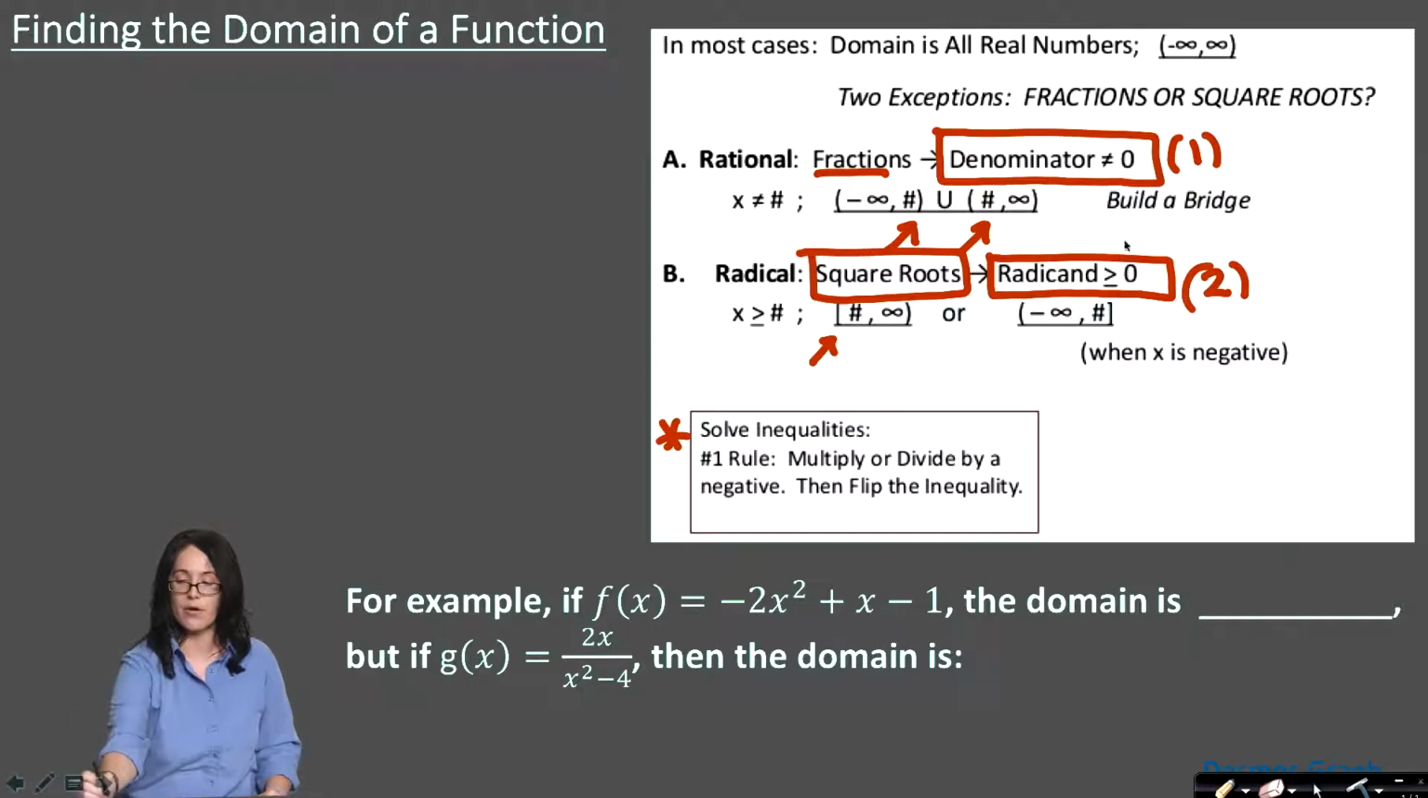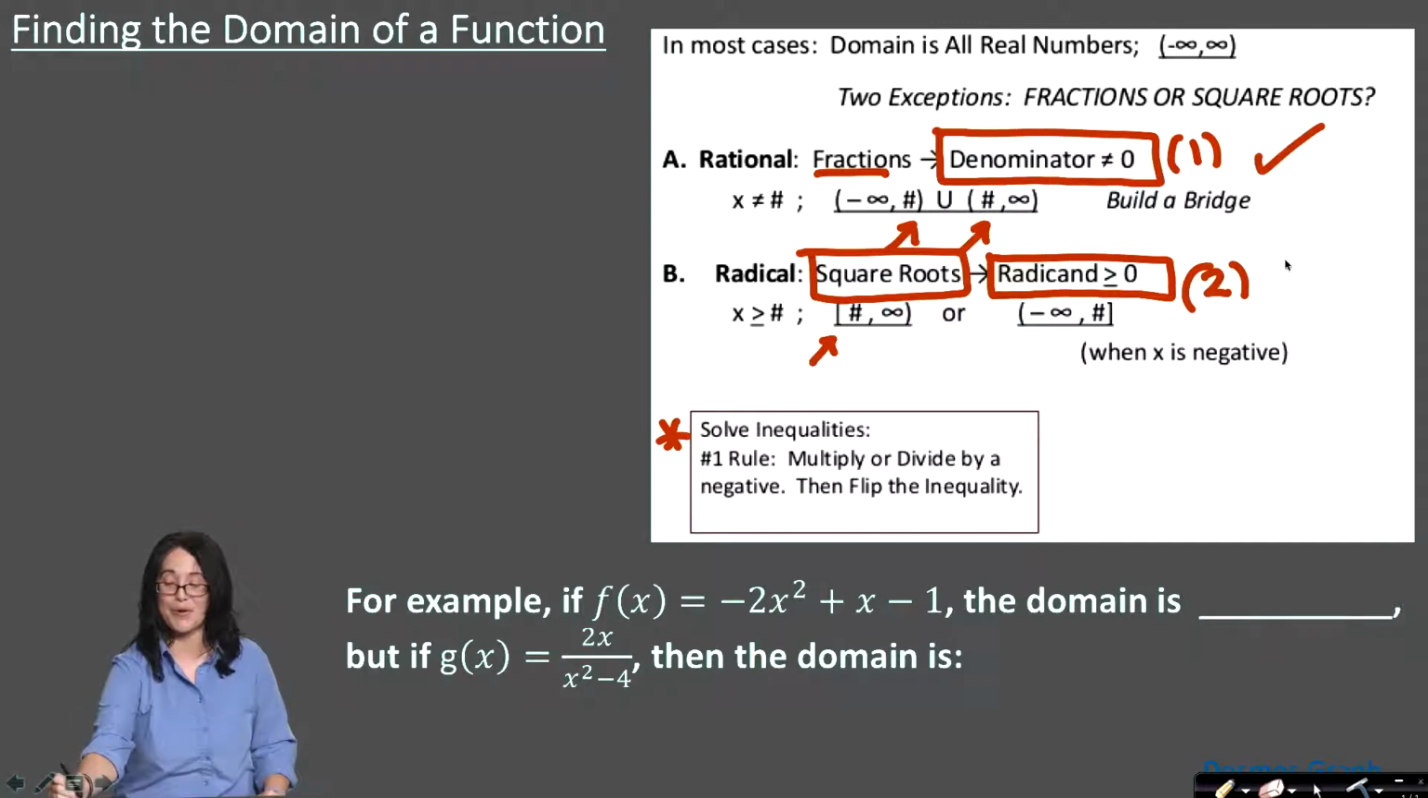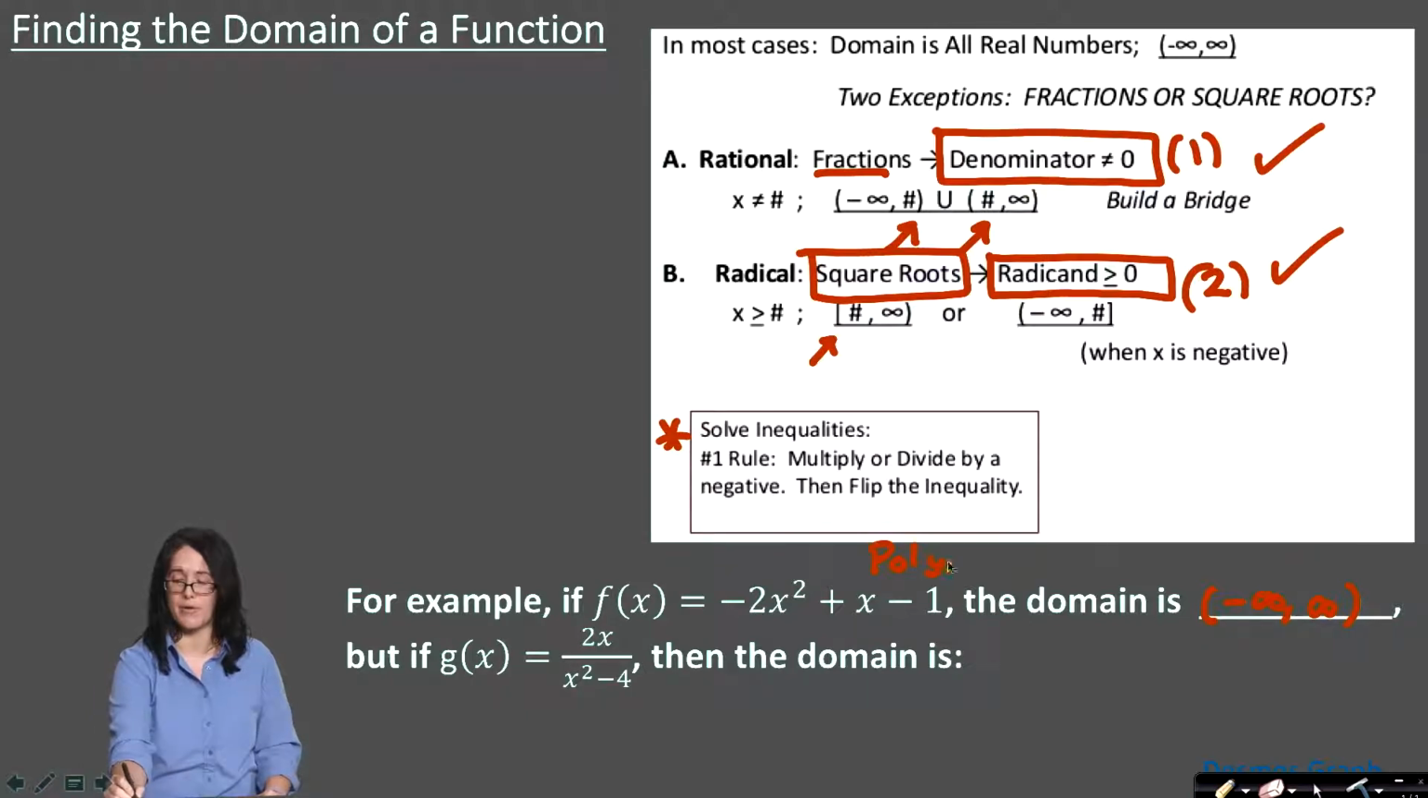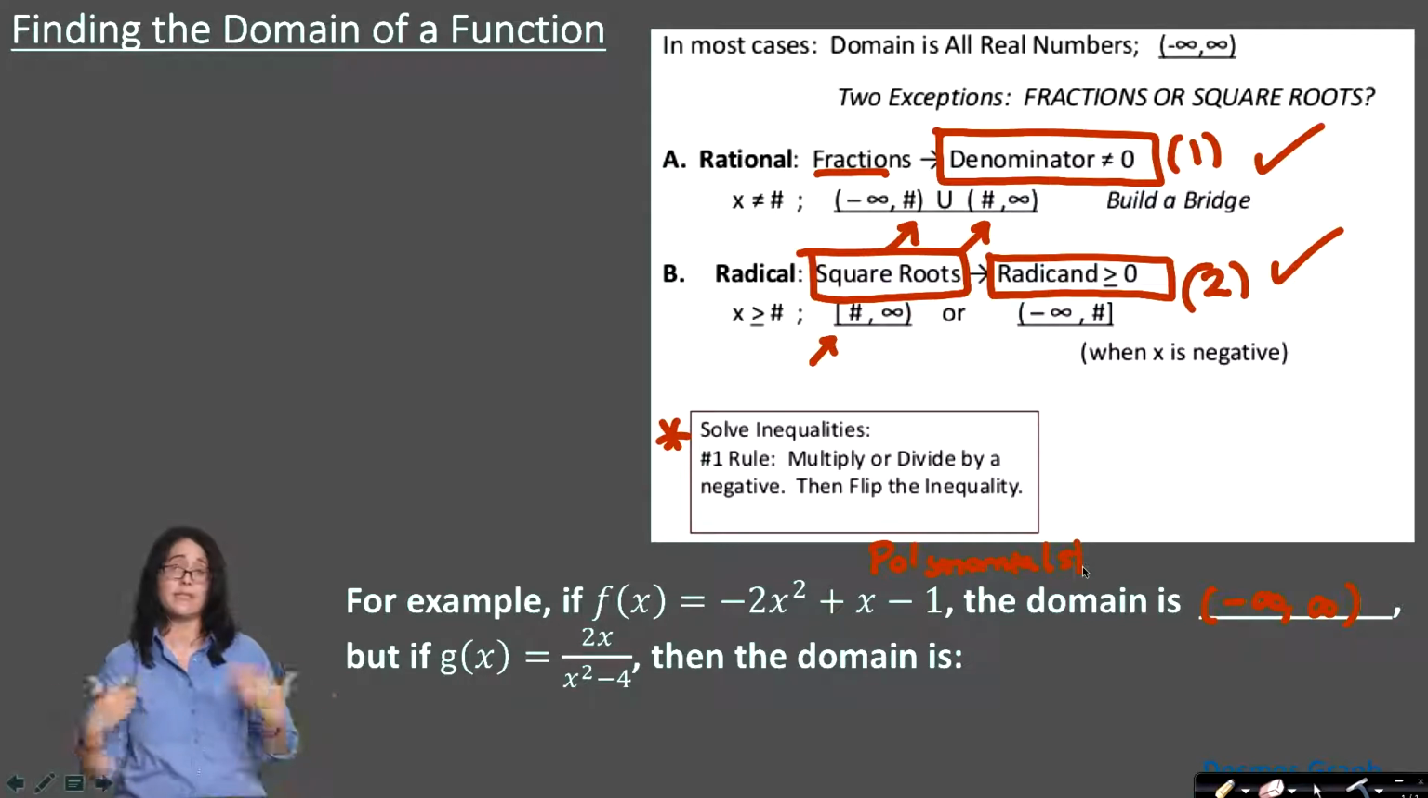But notice, because there are no fractions and because there are no square roots, I could say that the domain appears to be all real numbers, any input. So negative infinity to infinity. And this works anytime you have a polynomial. We'll talk more about those in future videos. Okay? But basically, if there's no denominator, there's no square root, there's no restriction on the domain.